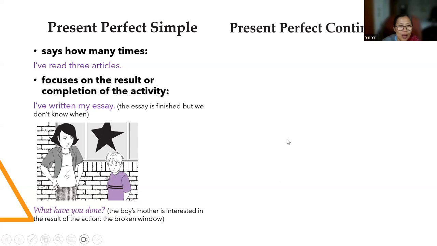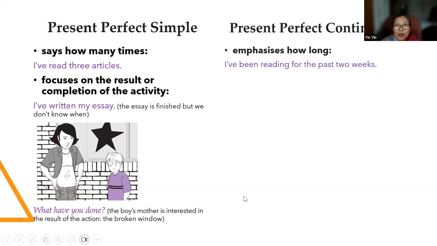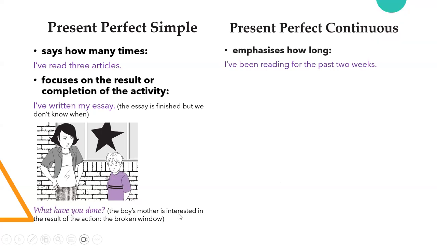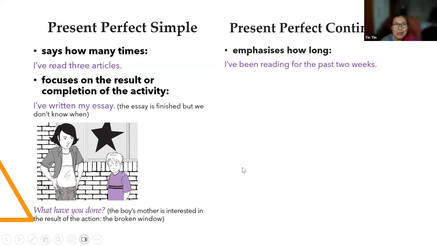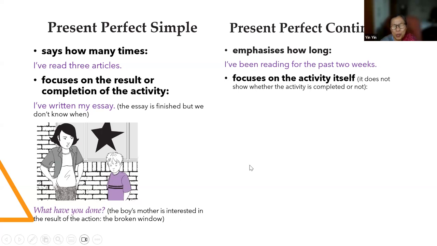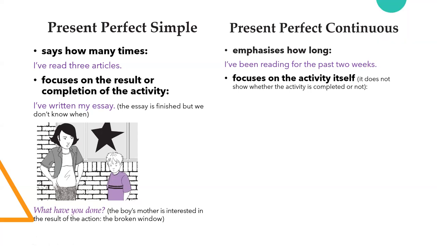Present perfect simple. Continuous emphasizes how long. I have been reading for the past 2 weeks. Three articles, right? Focus on the activity itself. Process and product. Present perfect simple is product, present perfect continuous is process.